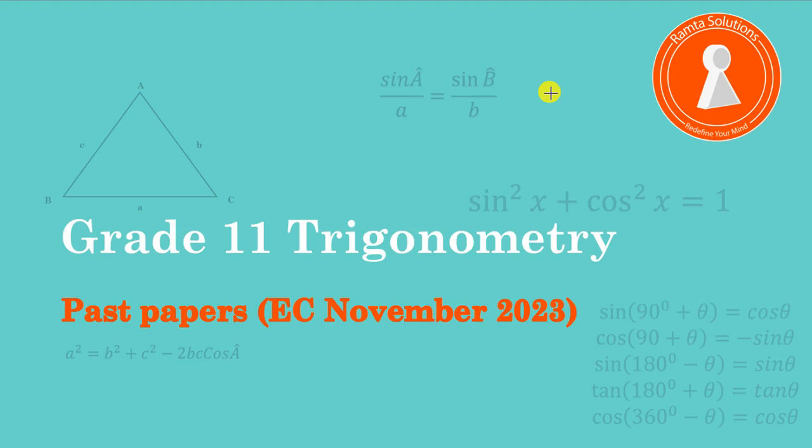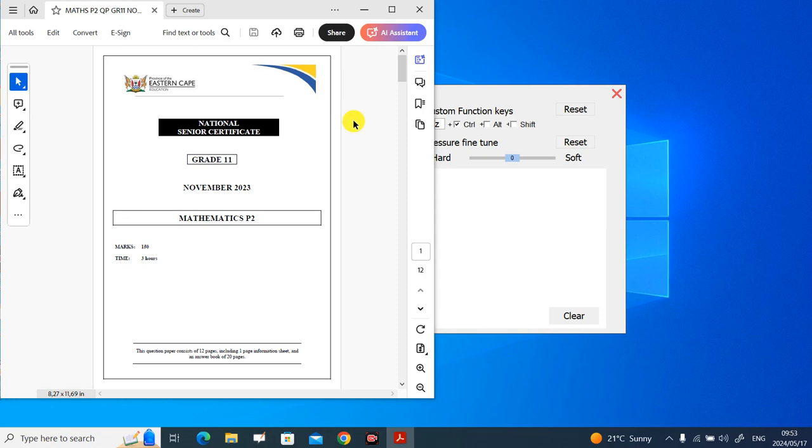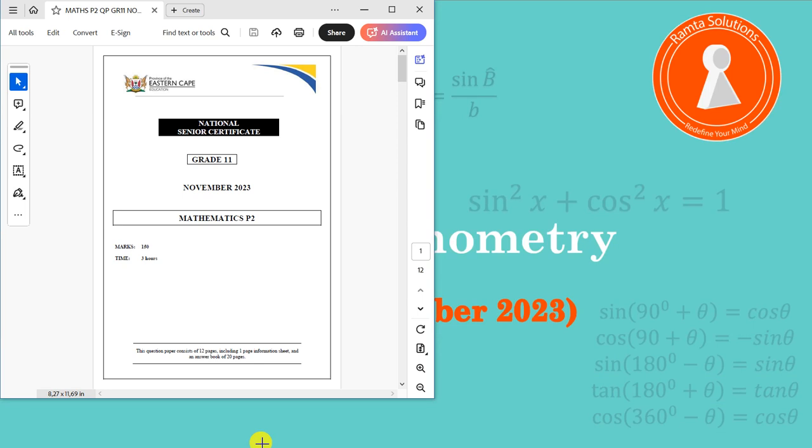Today in our past papers, we will be looking at the trigonometry paper written by the Eastern Cape in 2023. So without any waste of time, let's open the paper and solve it. Okay, so here's the paper. So I will just pin this paper. Okay, so here it is.